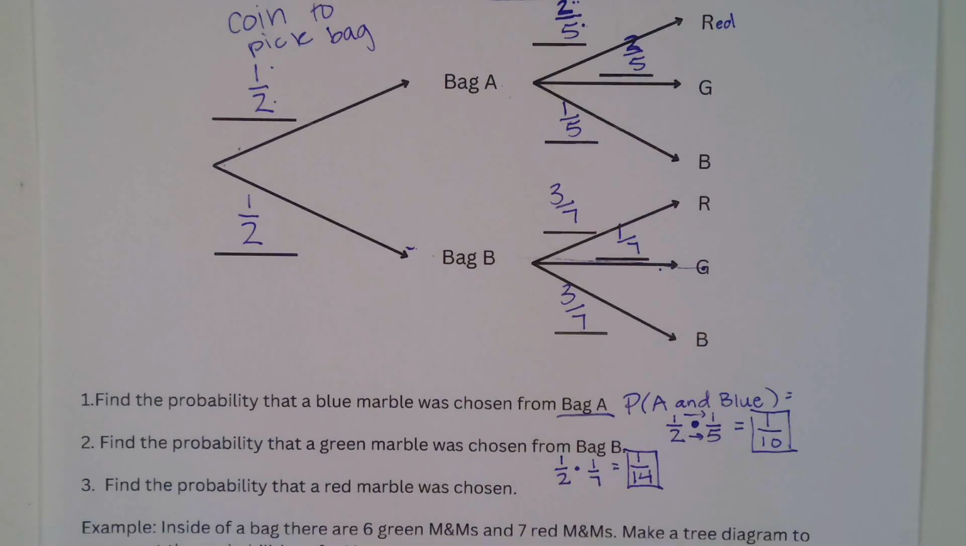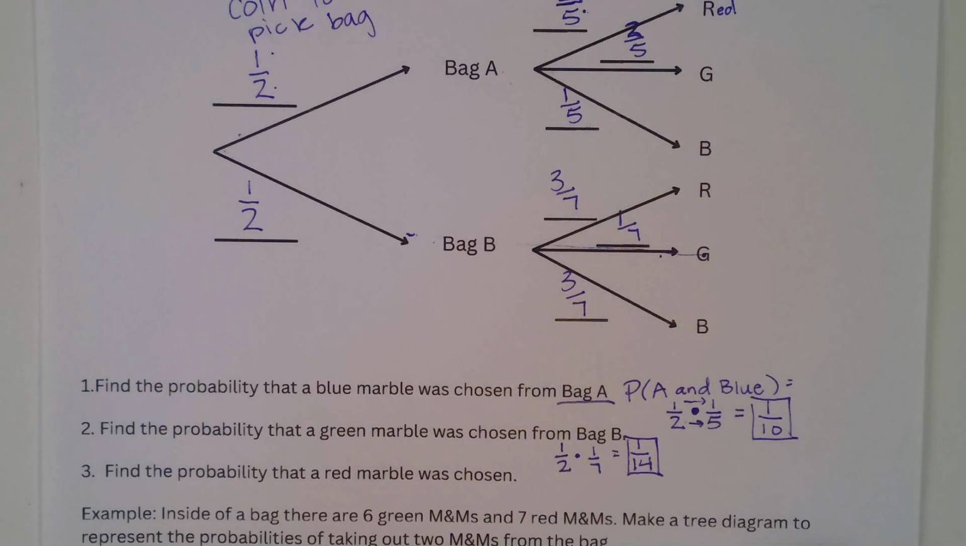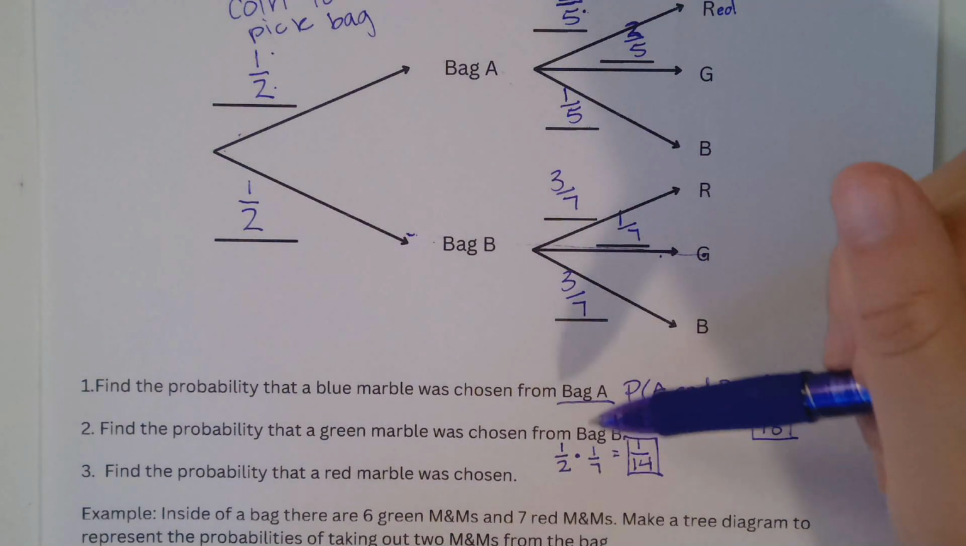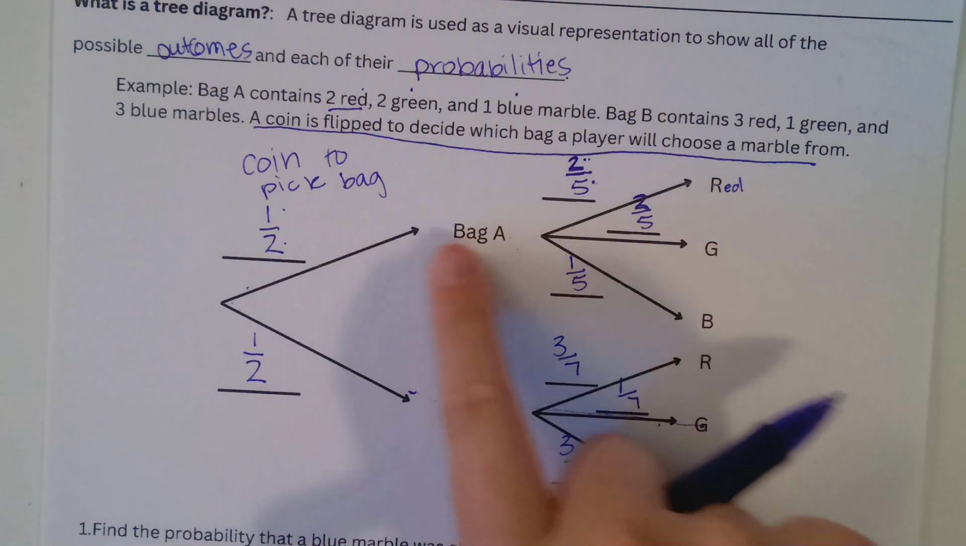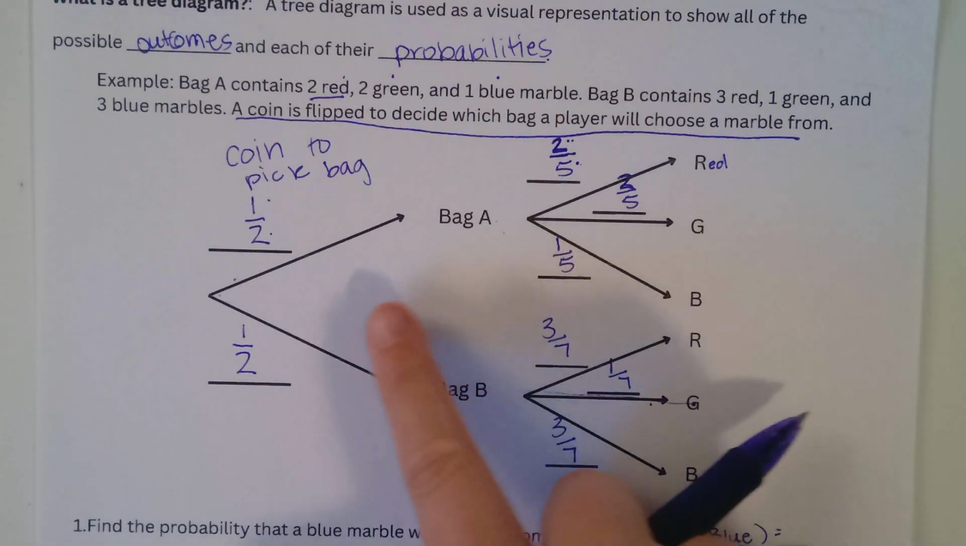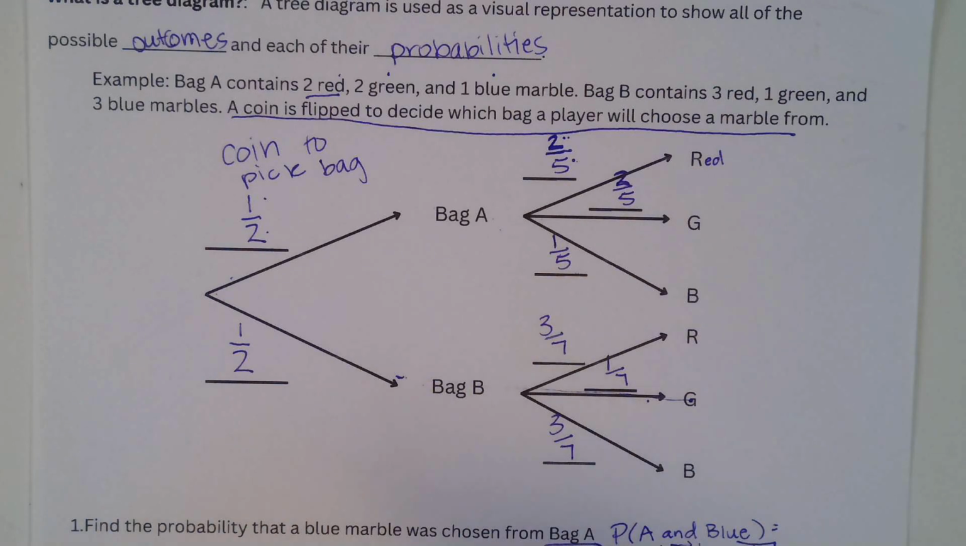Okay, this last question, number 3, says find the probability that a red marble was chosen. You'll notice that the previous question specified a bag, this one does not. Since this question didn't specify a bag, we're just going off of how I could possibly get a red marble. Well, there's two different ways. You could either get a red marble from bag A, or you could get a red marble from bag B. So I'm going to find the probability of each of those individually to start it off, and I'll show you what you do from there.